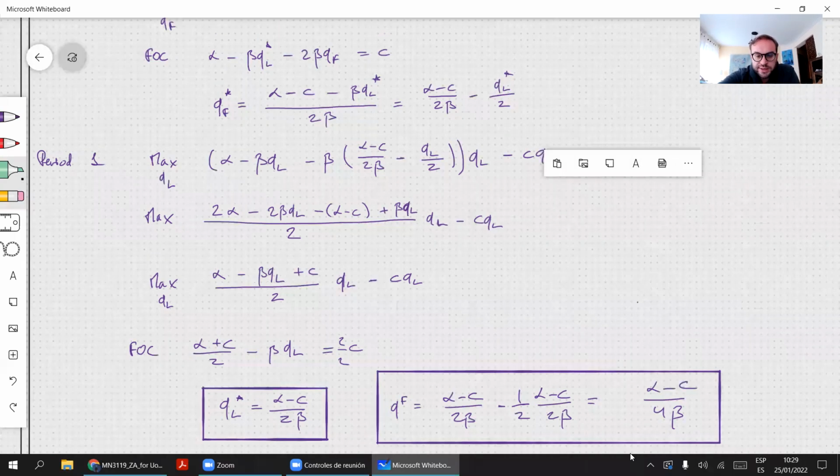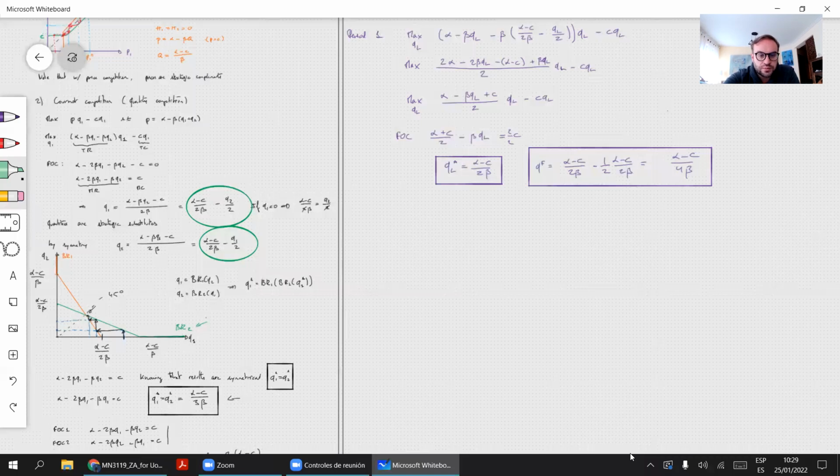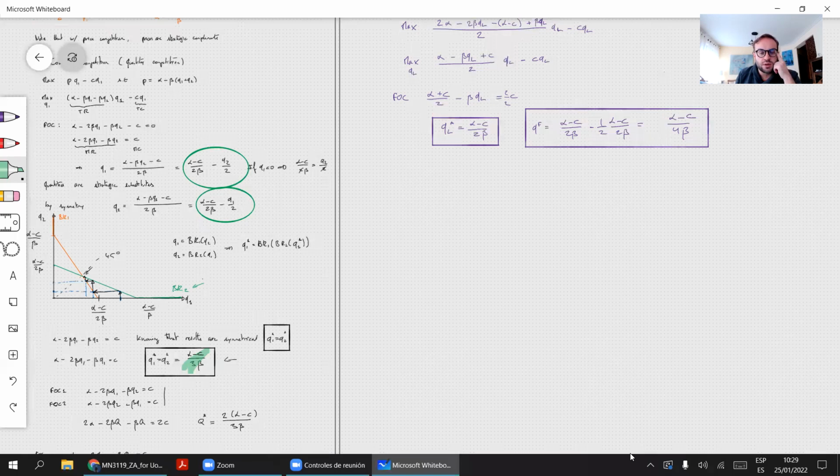For example, here we can see that it was a third of this difference between the intercept of the demand and the marginal cost, divided by beta. Here it would be half, which means that the leader is producing more, and here it's a quarter, which means that the follower is producing less, right? So this makes comparisons very easy among the firms.